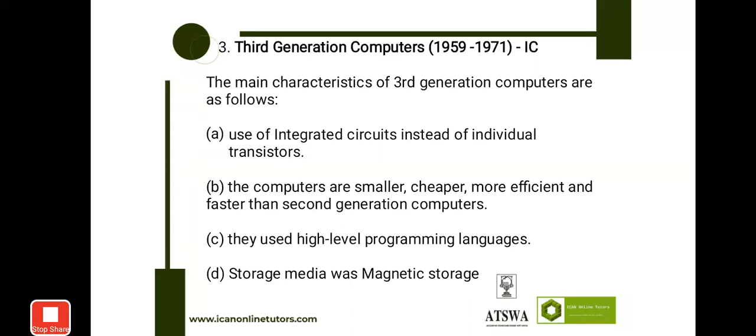Remember, the first generation computers were so huge, but then there was an improvement and the size was reduced in second generation. But in third generation, the size was reduced even more. It was smaller than that of the second generation. It was cheaper, less expensive than the second one. It was more efficient and faster than the second generation computers.